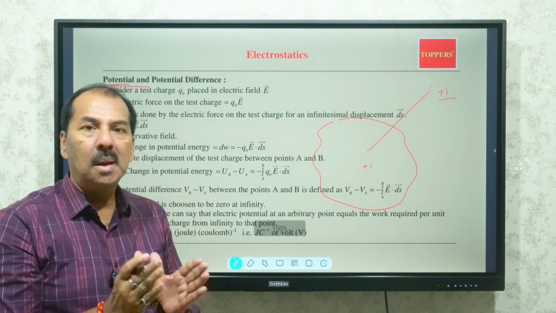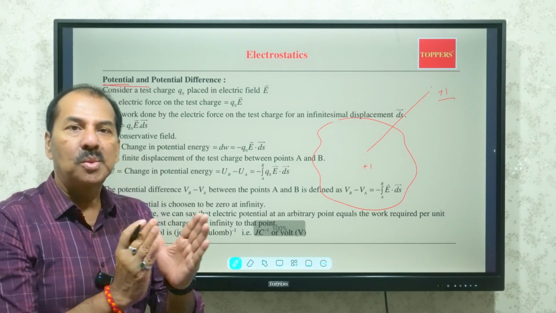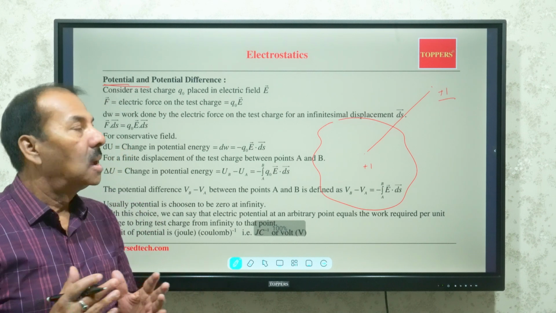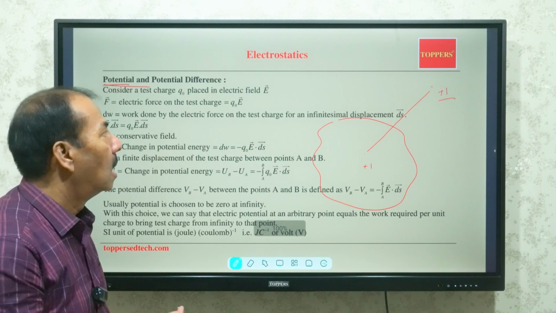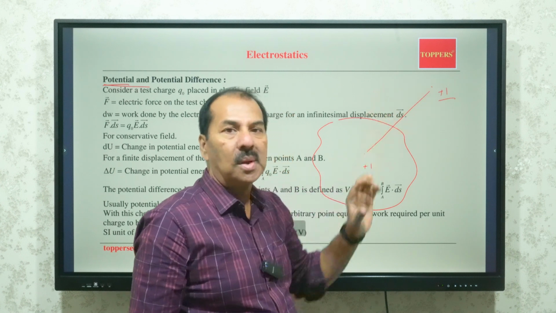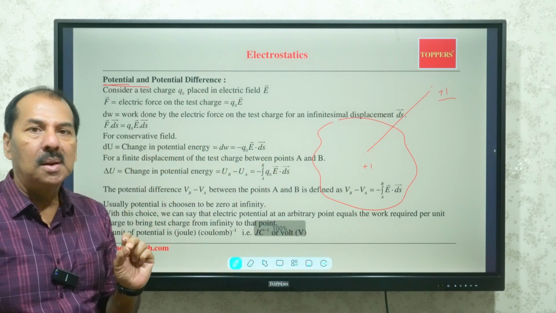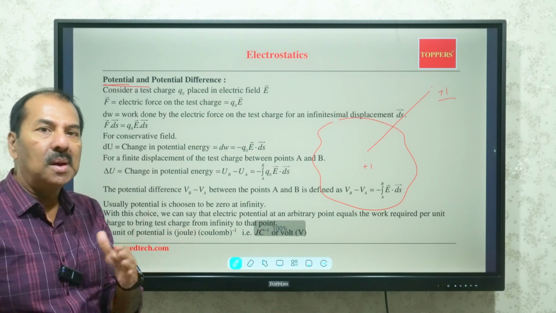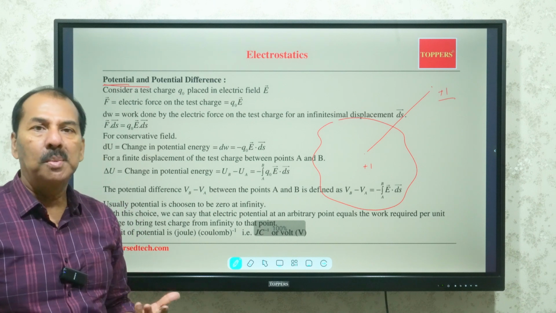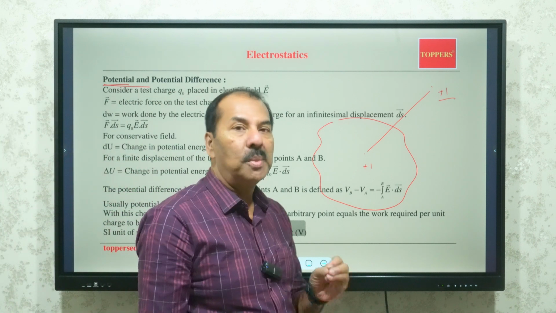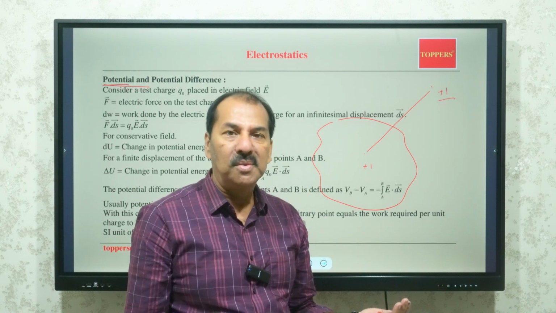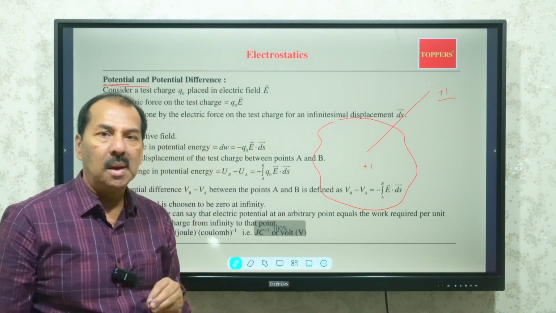Work done in bringing unit positive charge from one place to another place, but one place is supposed to be what? Infinity. Now why do we consider this infinity? Just because if it is a larger distance, then the potential at infinity is supposed to be zero. So generally zero or origin is taken as a reference point for any physical quantity. Here also, to make the potential zero at the reference point, we take that point at infinity, because potential at infinity will be zero.